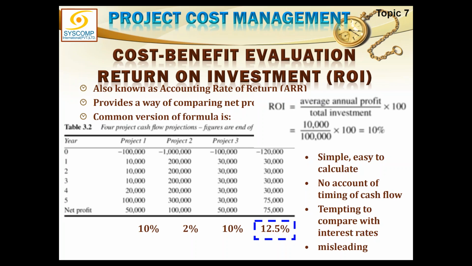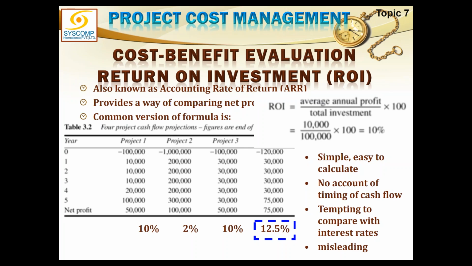So, taking the same example, in project 1, if my net profit was 50,000 and my investment was 100,000, then what is the yearly profit? Total net profit is 50,000. There are 5 years. What is the yearly profit? 10,000. Wonderful.